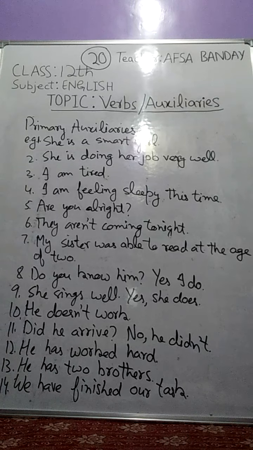So the various forms of be are used as helping verbs, and also they are used in questions, to ask questions, and also in negative sentences where not is added to them. Now let us have a look at example number 7. My sister was able to read at the age of 2. So was in this example is the main verb.